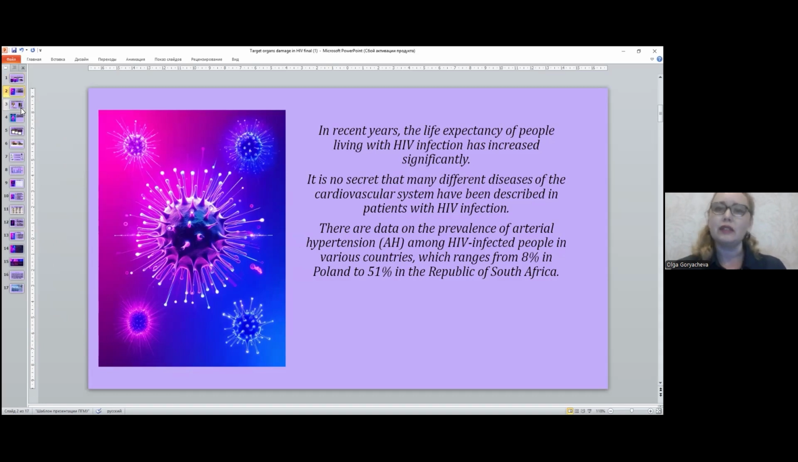In recent years, the life expectancy of people living with HIV infection has significantly risen. It is no secret that many different diseases of the cardiovascular system have been described in patients with HIV infection. There are data on the prevalence of arterial hypertension among HIV-infected people in various countries, which range from 8% in Poland to 51% in the Republic of South Africa, for example, and these percentages are very different on different continents.